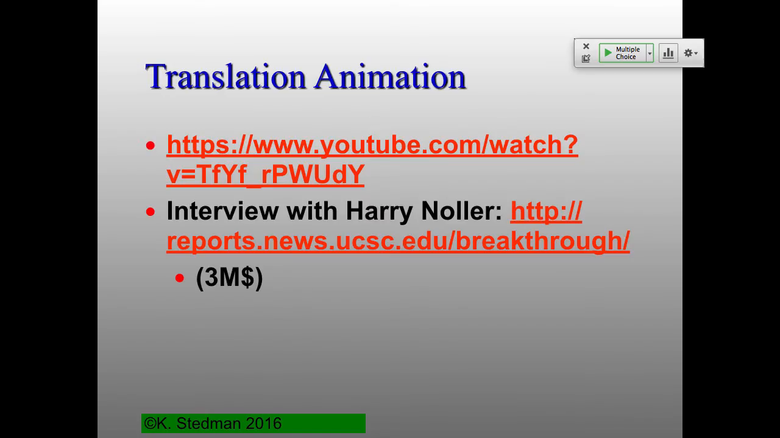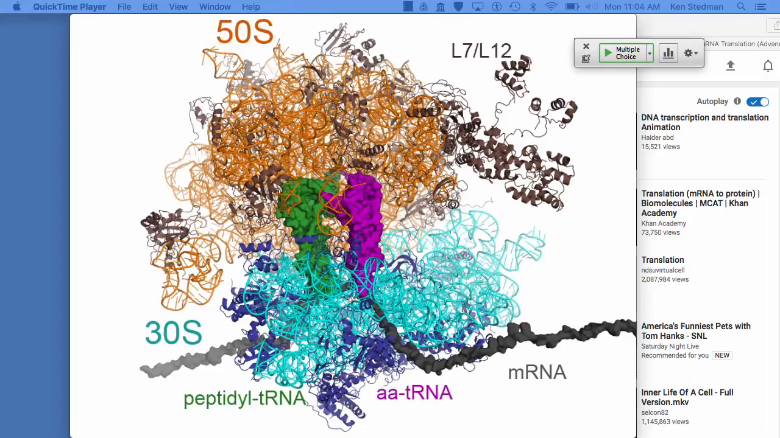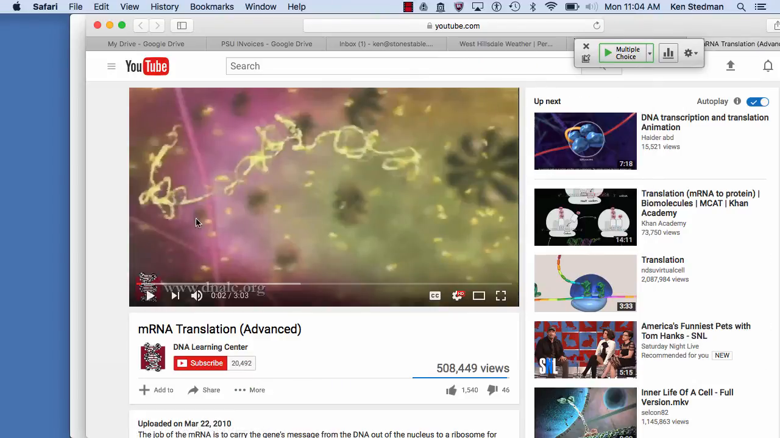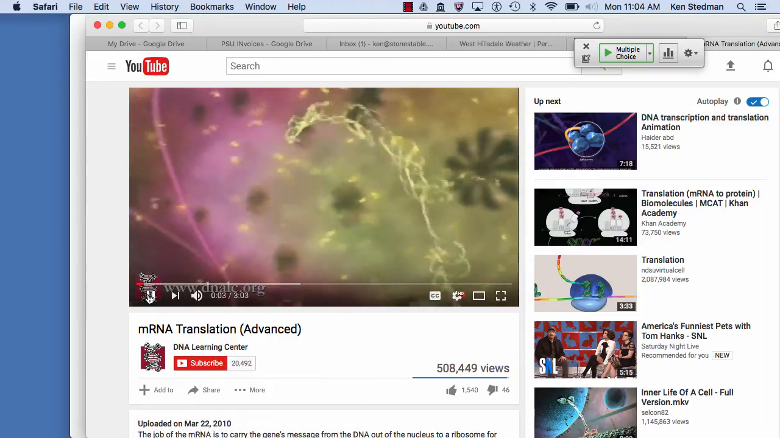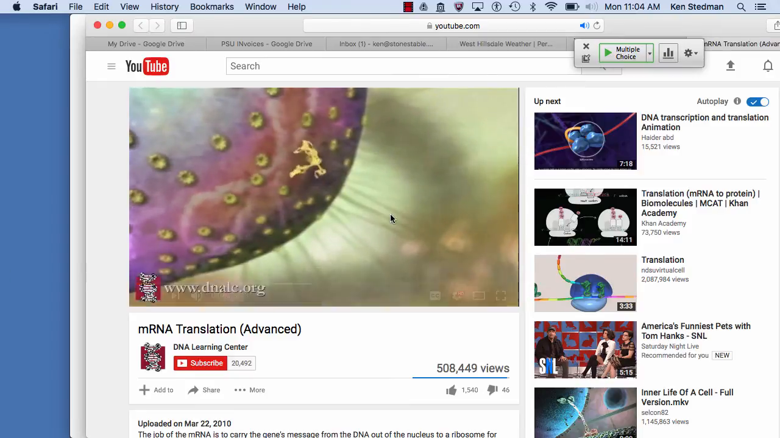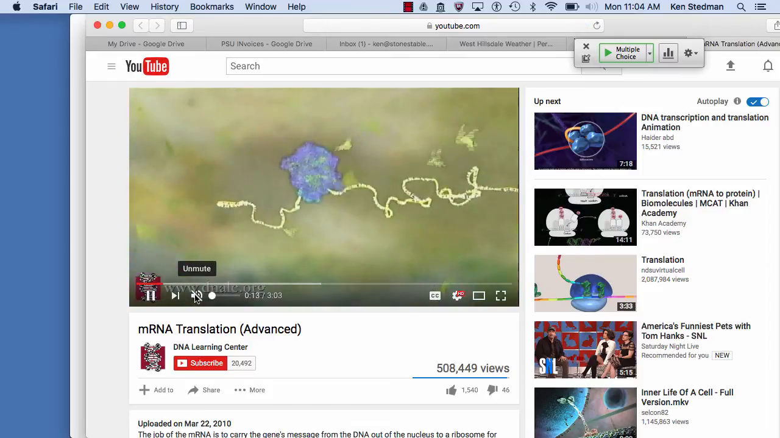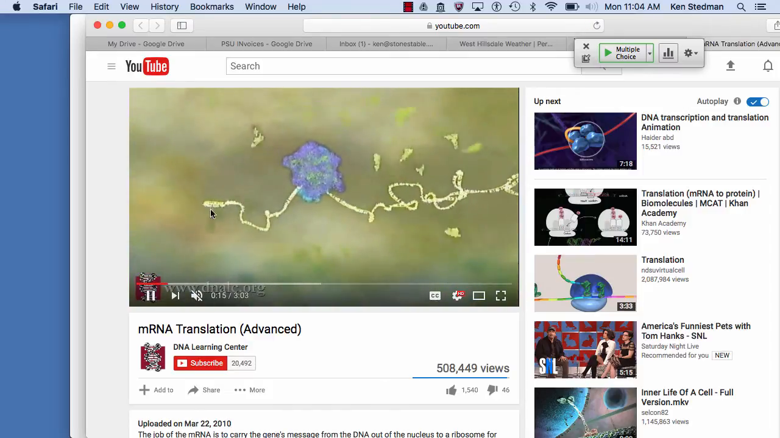So now I want to look at yet another animation. This one is missing a lot of things, including EF-Tu, but gives you a better idea what's going on as far as this process. So here we have our messenger RNA, which is now going to get translated. It's just come out of the nucleus, from the DNA out of the nucleus to a ribosome for production of the particular protein that this gene codes for. I don't like the commentary here. So here's our cap structure.